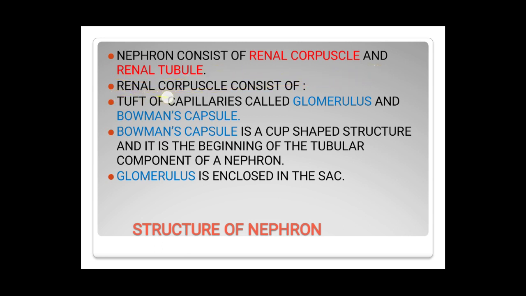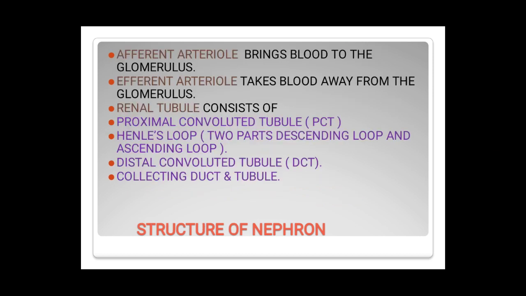Renal corpuscle consists of tuft of capillaries called glomerulus and Bowman's capsule. Bowman's capsule is a cup-shaped structure and it is the beginning of the tubular content of a nephron. Glomerulus is enclosed in this sac. Afferent arteriole brings blood and efferent arteriole takes blood away from the glomerulus.